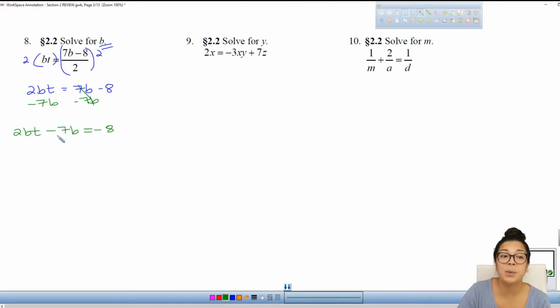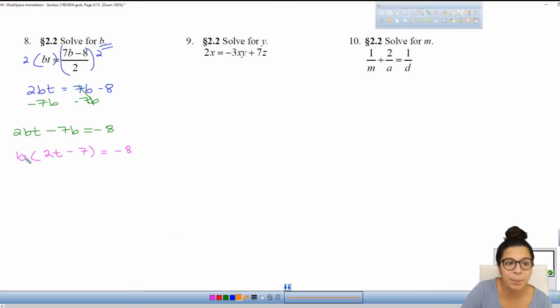Next order of business would be to consolidate the b's, because right now I have b's on multiple terms and I need to consolidate them. So I'm going to factor out b so that I can consolidate it. And factoring out, remember, is really just division. It's the opposite of distribution. So if I divide this term by b, I would get 2t. And if I divide this term by b, I would get -7. On the right-hand side, I'm just going to bring that down.